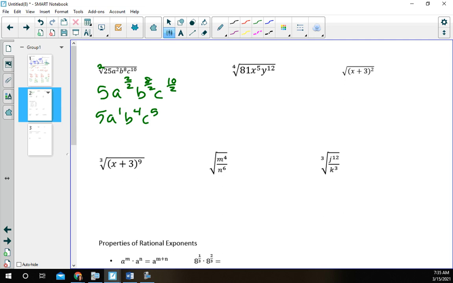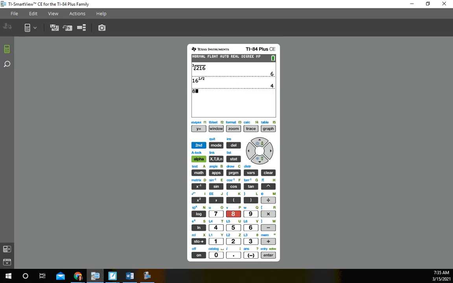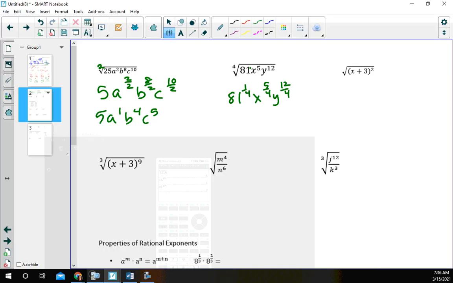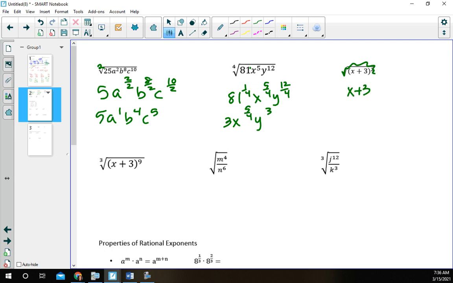Okay, my next one here, I've got 81, then 1/4. X to the 5/4 and 12/4 over 4. So I'm going to double check 81 to 1/4. Is there anything that when I take it to the 4th power gets me to 81? So 81 to the 1/4 is 3. So I'm going to simplify it to 3. And this one to 3 as well. 12 divided by 4. All right, this one here, square roots and square roots actually cancel each other. X plus 3.